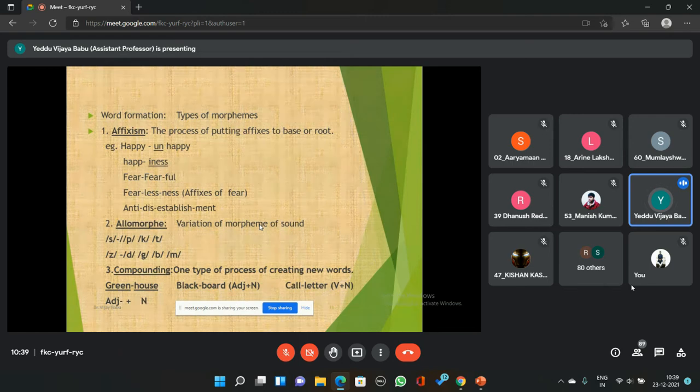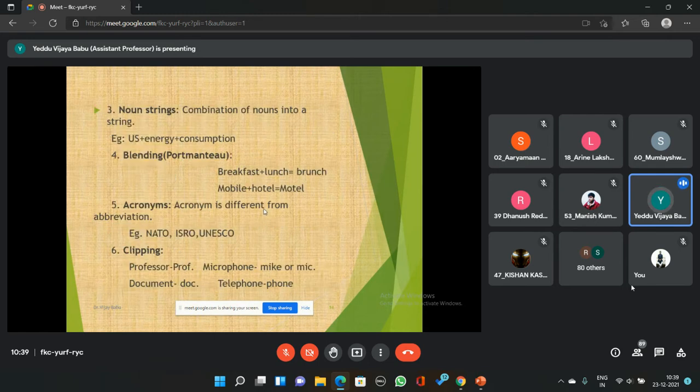What you have to learn is you must remember these processes. Affixing is a kind of adding suffix or prefix. So one or two examples are given, and you can explore millions of examples later. Then allomorphs are variations of the sound patterns. Compounding is a combination of the parts of speech.